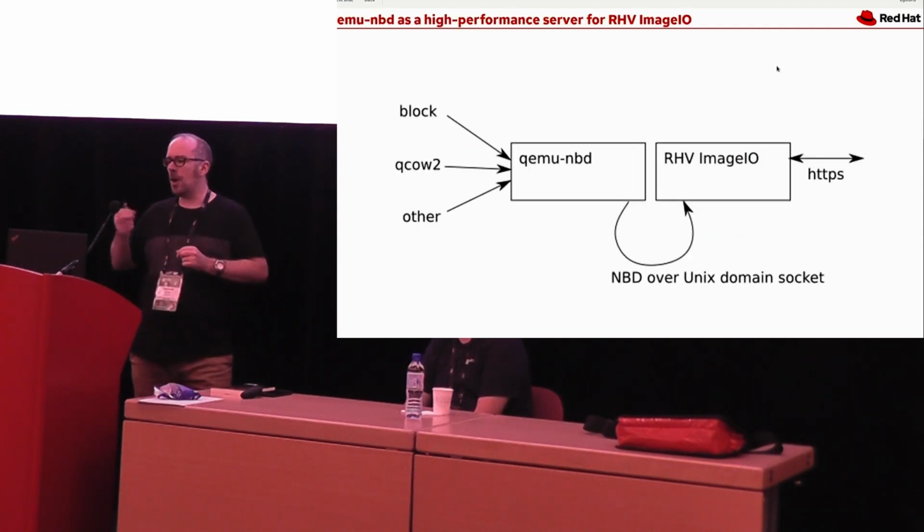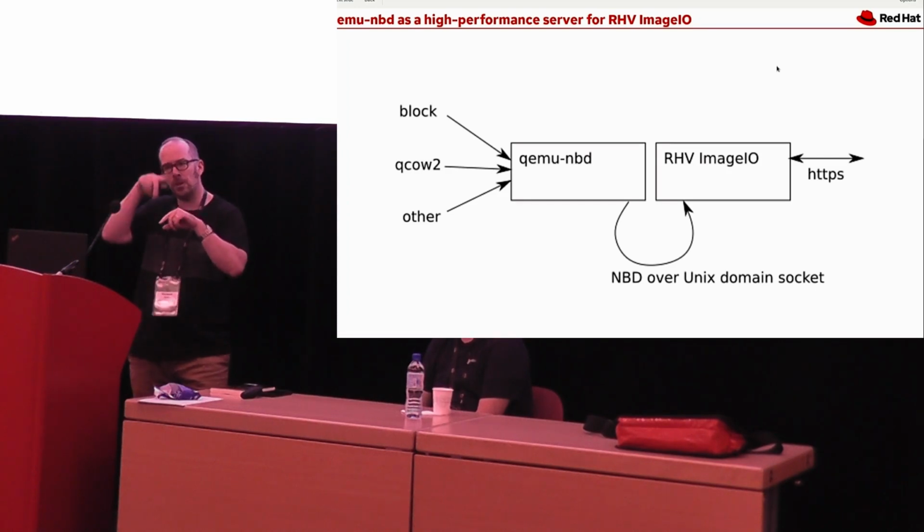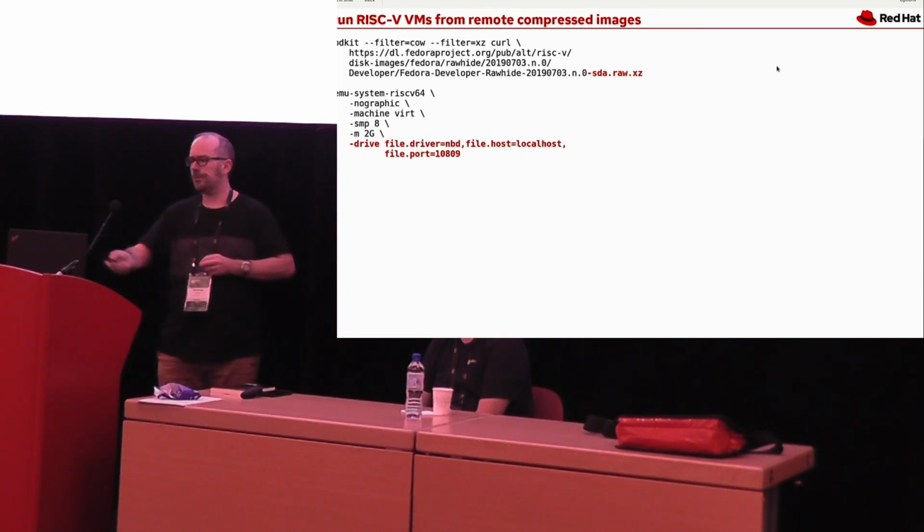Here's another example. oVirt/RHV has a component called ImageIO, which exports disks over HTTPS. But it uses the backend qemu-nbd, which is QEMU's NBD server. And the reason it's using that is simply because of the features of qemu-nbd. It can access block devices and qcow2 files and many other types of systems. And again, 2 processes running together. NBD is running over a Unix domain socket between those.